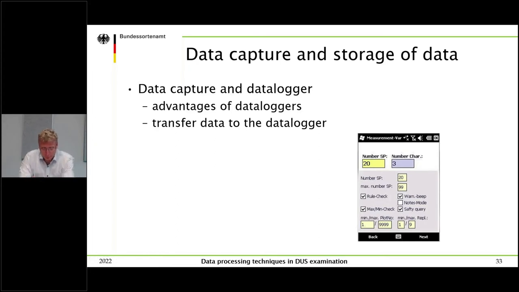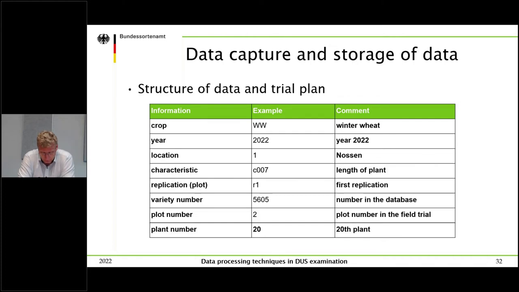At the first step, you can see a structure plan from our field station in Nossen. As a first step, the crop expert should establish the plan of the field trial with information about the varieties in the DUS trial. All this information is necessary for constructing a field plan, for printing field labels for each plot, and for other steps in the DUS procedure. The table shows an example from Germany. So you can see the crop, winter wheat, the year is important, the location, if you have more than one, the characteristics, the application, and the variety number in the database, also the plot number and the number of the plant.